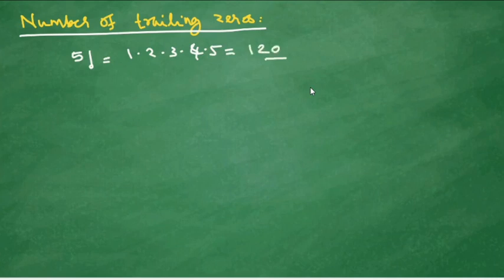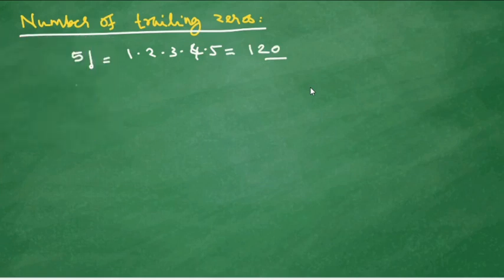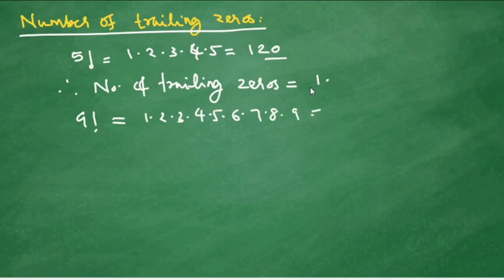So the number of trailing zeros is equal to 1. Similarly, when we consider 9 factorial, it is 1 into 2 into 3 into 4 into 5 into 6 into 7 into 8 into 9.